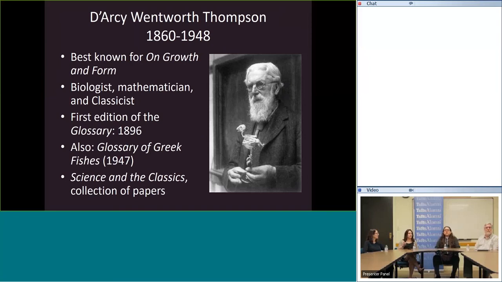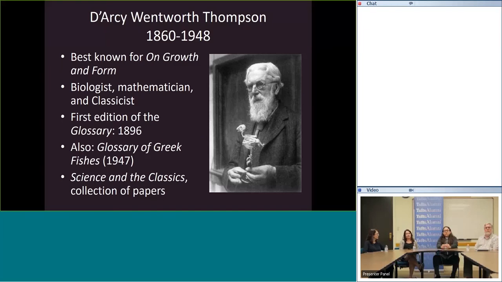What interests us here is a lesser known work, perhaps, called the Glossary of Greek Birds. In this glossary, Thompson demonstrates his mastery of biology, but also classics. He was a very accomplished Hellenist and Latinist and had a passion for all things Greek. He dedicated decades of his life to this work. He published the first edition of this glossary in 1896 and the second one in 1938 and kept working on it until his death in 1948.